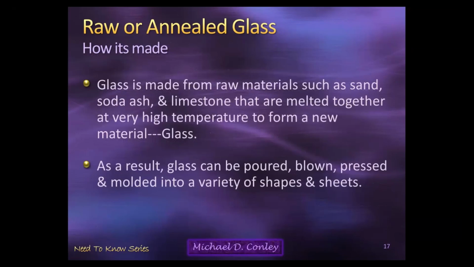Glass is made from raw materials such as sand, soda ash, and limestone that are melted together at very high temperatures to form a new material, glass. As a result, glass can be poured, blown, pressed, and molded into a variety of different shapes and sheets.